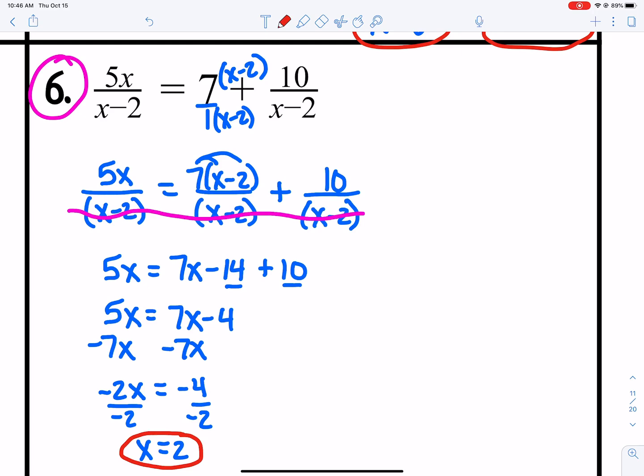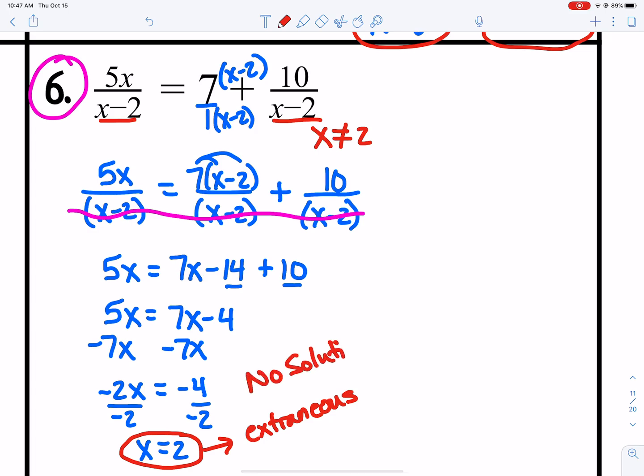And then to check and make sure it's not extraneous, we have to look at our original problem. So in our original problem, we have two denominators of x minus 2, so x cannot equal 2. And so what happens is this is an extraneous solution. And if x equals 2 was the only solution we have, then we have to say that this equation has no solution because x equals 2 is an extraneous solution. All right, so that's it for solving rational equations.